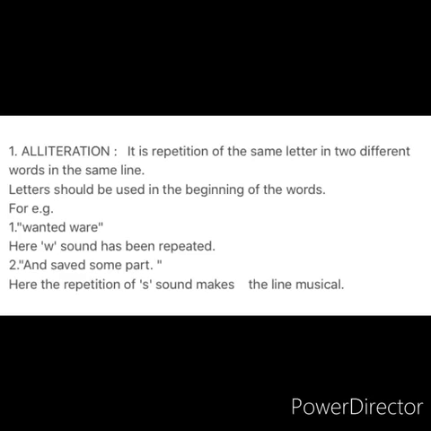Alliteration mainly is a repetition of the same letter in two different words in the same line. I am repeating, repetition of same letter in two different words in the same line. For example, wanted, where. Here you can see two different words are there, wanted and where. But the first letter W is the same and it is in the same line. So here W sound has been repeated.